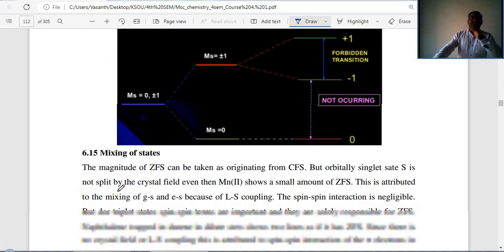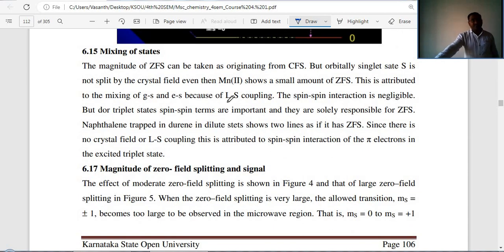Next we look at the mixing of states. The magnitude of the zero field splitting can be taken as originating from the crystal field splitting, but an orbitally singlet S state is not split by the crystal field. Even then, Mn2 plus shows a smaller amount of ZFS. This is attributed to the mixing of ground state and excited state because of LS coupling.